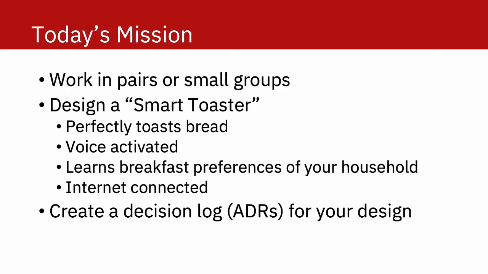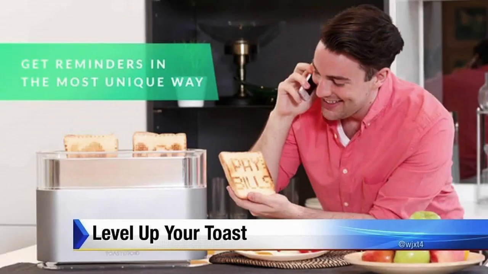Participation is optional. The prompt is we're going to design a smart toaster. It's going to perfectly toast your bread. It's voice activated, learns your breakfast preferences, and I don't know, it's connected to the internet because why not? And we're going to create a little decision log tonight. So probably 2, maybe 3 decisions, depending on how much time we have. Get some practice, and we'll share and talk about the decisions that we're writing down as we go. And I'm really sad to report this is a real product. I didn't make this up, it's an actual thing.